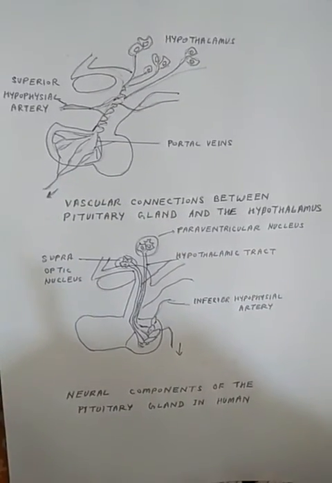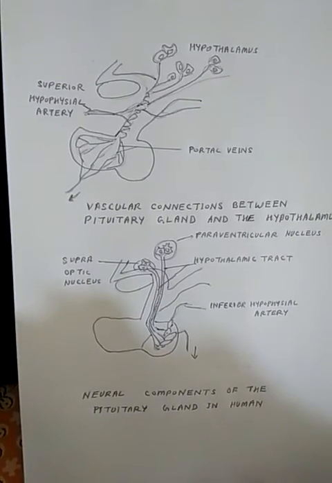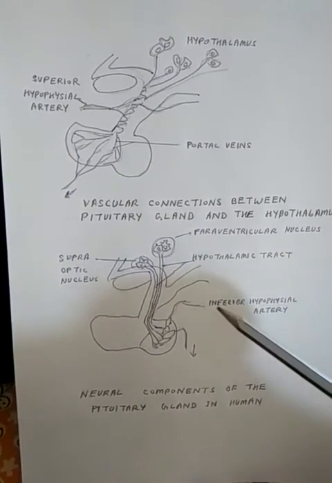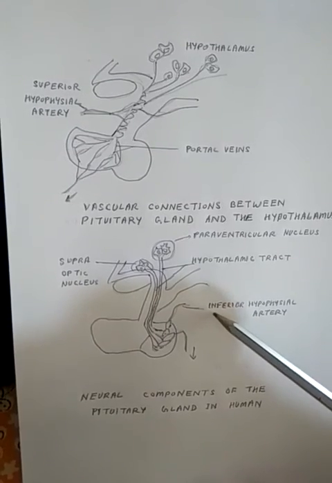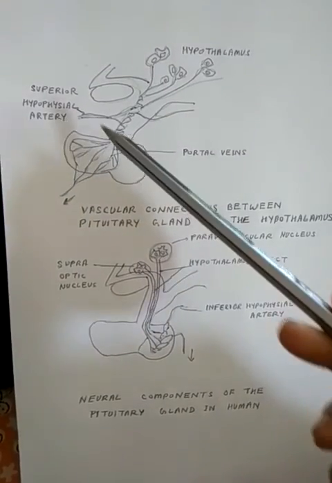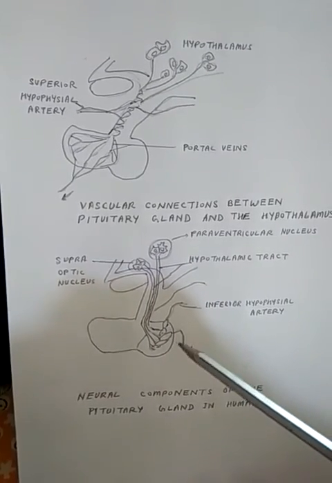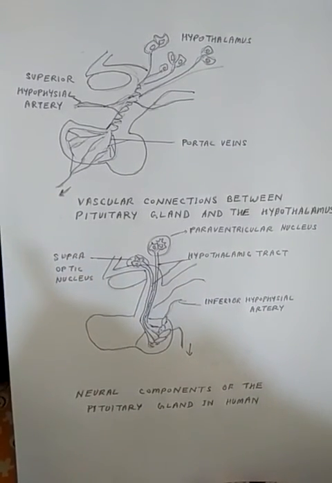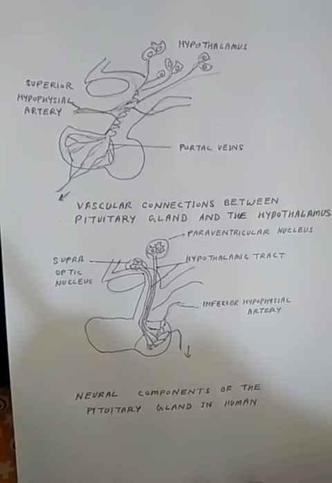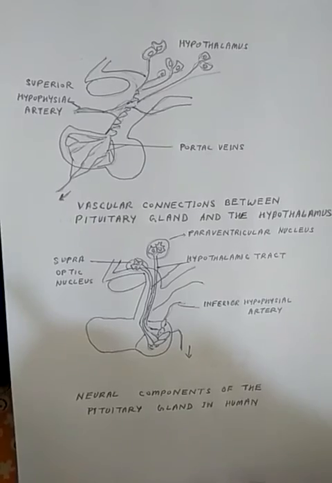Let us discuss some more points related to the structure of the pituitary gland. The posterior pituitary gets a separate blood supply from the inferior hypophyseal artery. Like the anterior pituitary, you can see that it gets supply from the superior hypophyseal artery. And about the size of the pituitary gland, one more point, during pregnancy the size of the pituitary gland slightly increases in females.